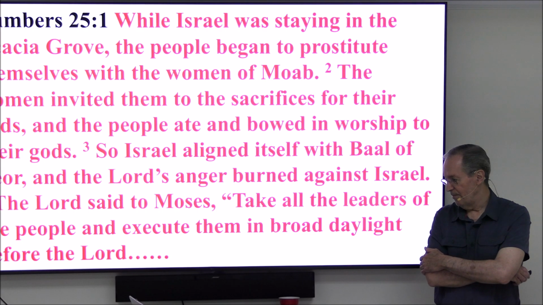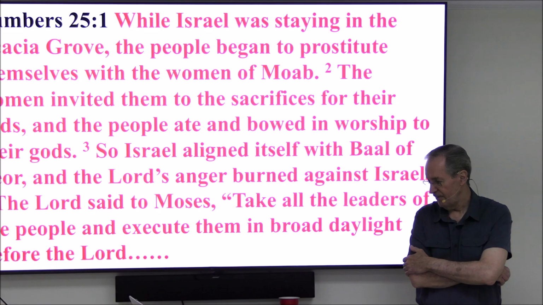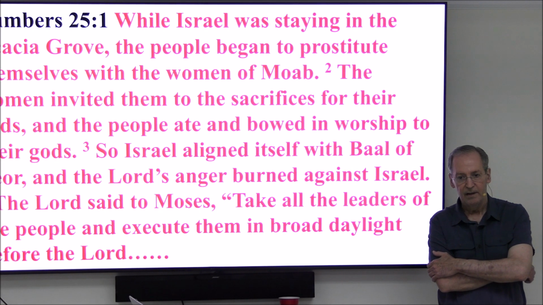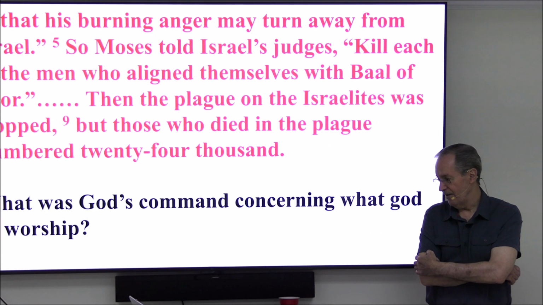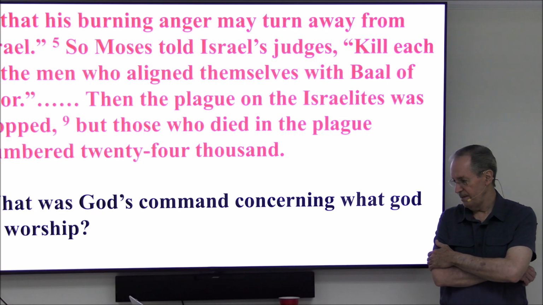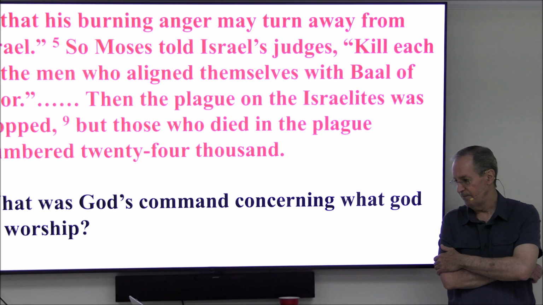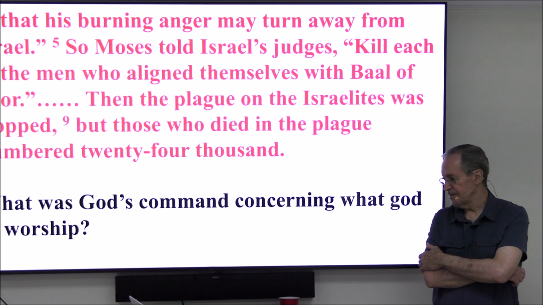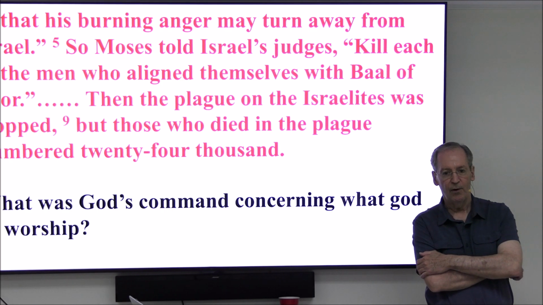And the Lord's anger burned against Israel. The Lord said to Moses, take all the leaders of the people and execute them in broad daylight before the Lord. Sounds a little harsh, doesn't it? So that his burning anger may turn away from Israel. So Moses told Israel's judges, kill each of the men who aligned themselves with Baal Peor. Then the plague on the Israelites was stopped, but those who died in the plague numbered 24,000.